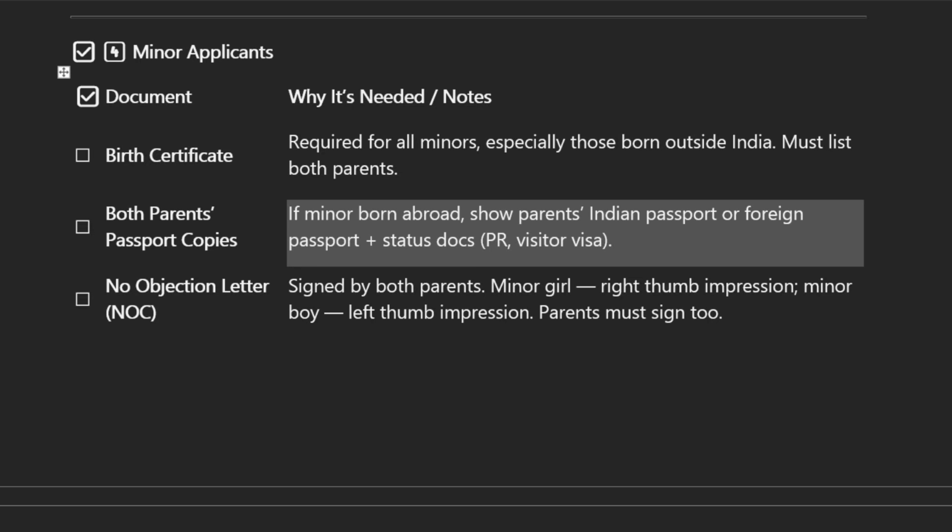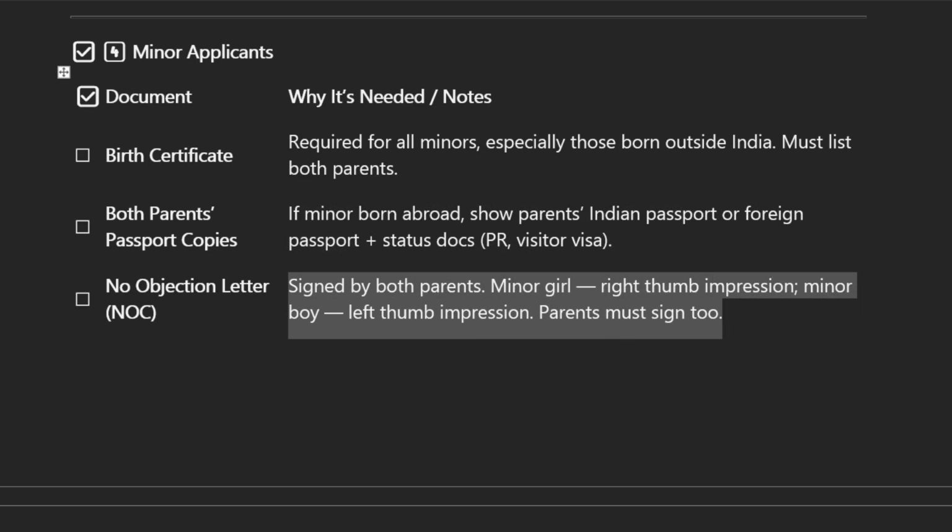If parents are not Indian, they cancel their passport and their foreign passport and all other status documents that I talked about earlier. So you make a checklist of those documents that are required. Then comes the no objection letter, which will go for the minor applicants. Here, parents will have to sign the application with the no objection, and where the applicant signature is required.